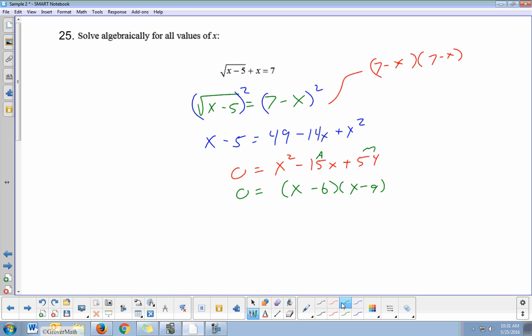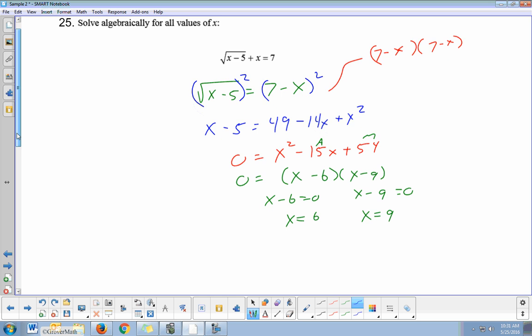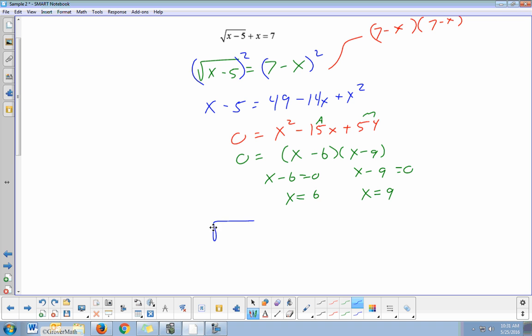Check it out. So we end up then solving each factor equal to 0. And solving, I get x equals 6 and x equals 9. But I need to check them. A lot of times, something rejects here. So I'll plug it in. When I plug in 6, 6 minus 5 plus 6 equals 7, and 9, 9 minus 5 plus 9 equals 7.